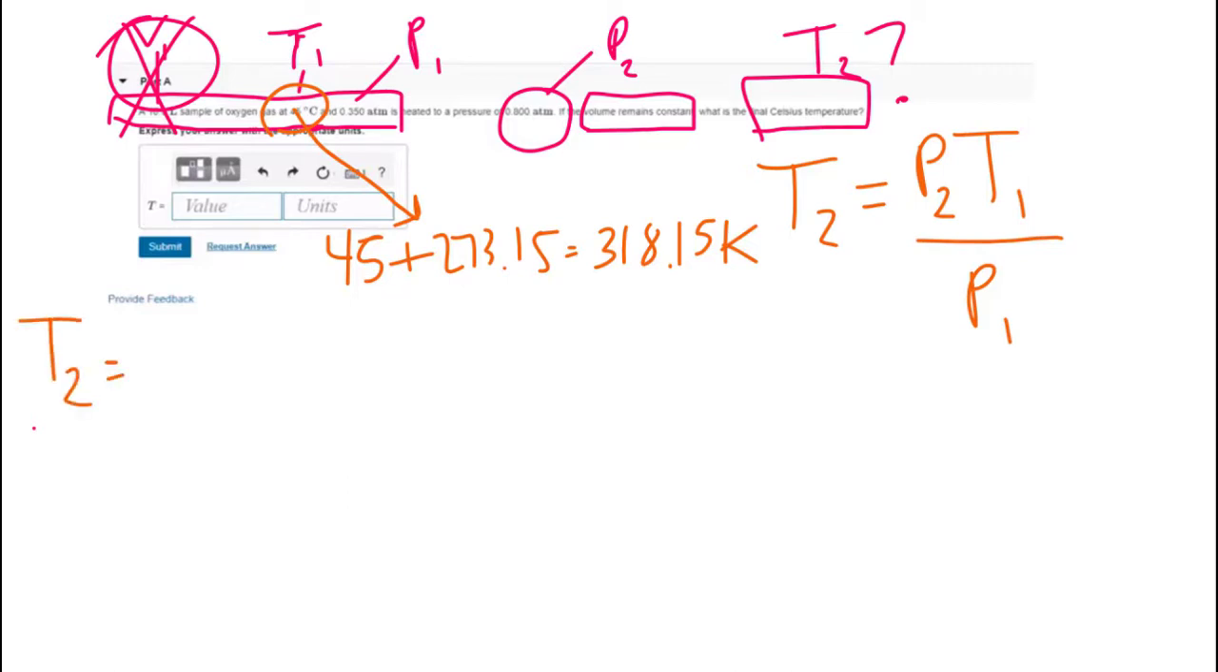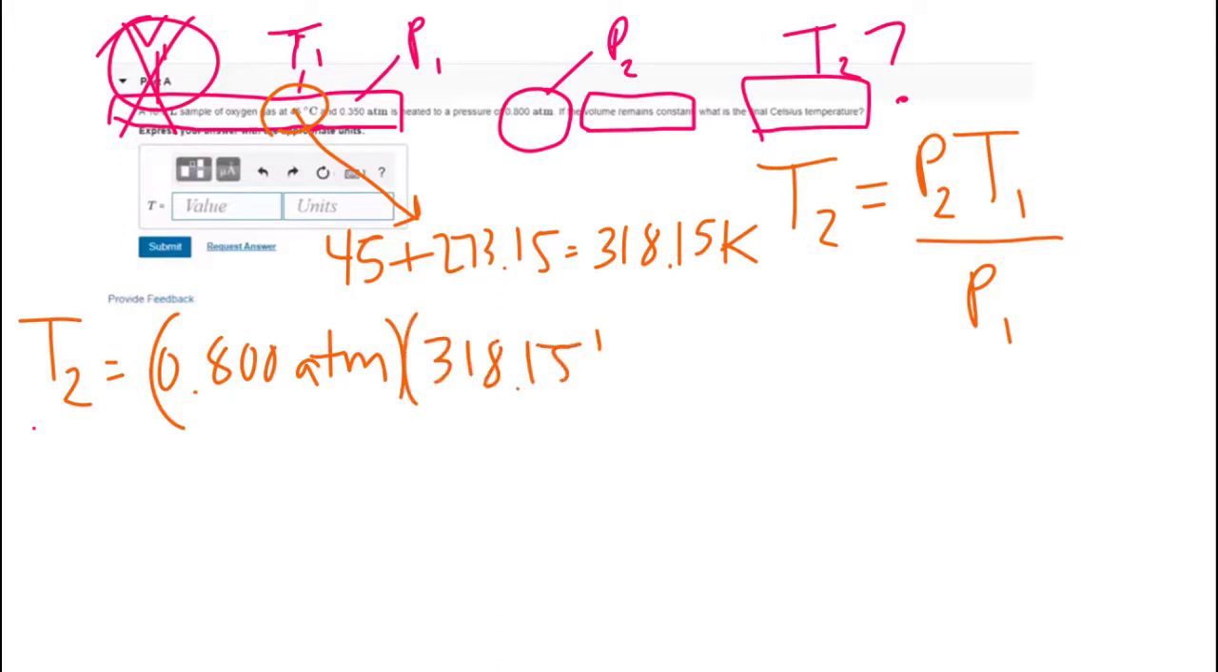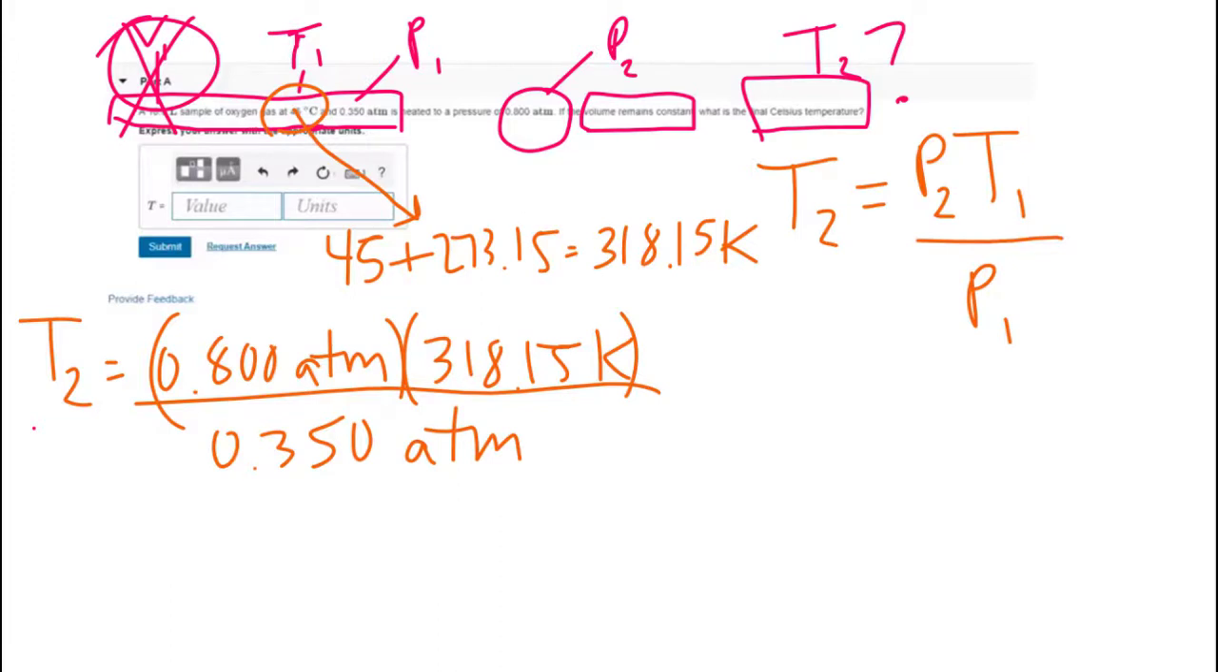T2 is equal to P2, which is 0.800 atm, times T1, 318.15 Kelvin, all divided by P1, which is 0.350 atm. All right, now let's make sure everything cancels out. Atmosphere is atmosphere, so I'm going to be left with Kelvin. So 0.8 times 318.15 divided by 350.